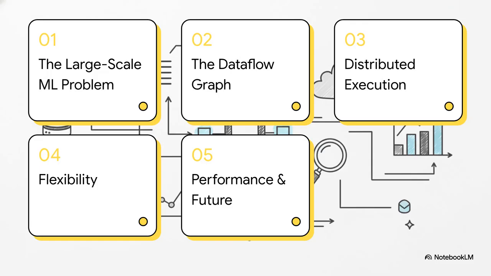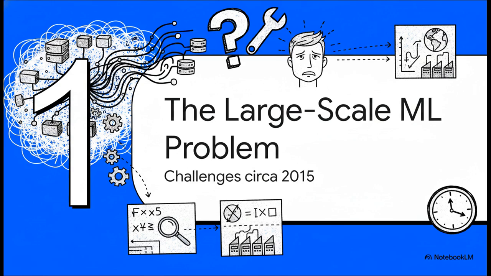Okay, so here's our game plan. First, we'll set the scene and talk about the huge problems Google was facing at the time. Then, we're diving straight into their brilliant solution, the Dataflow Graph. After that, we'll see how they actually got this graph to run across these massive computer clusters. And then we'll get into why its flexibility was the real game changer. Finally, we'll look at the performance, the impact, and the questions that really set the stage for the next generation of AI systems.